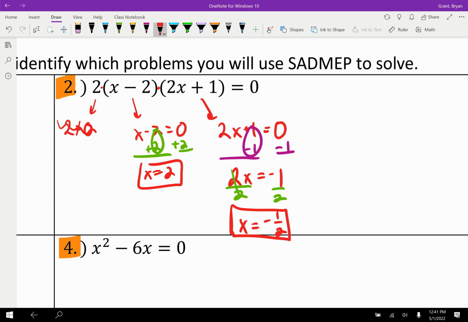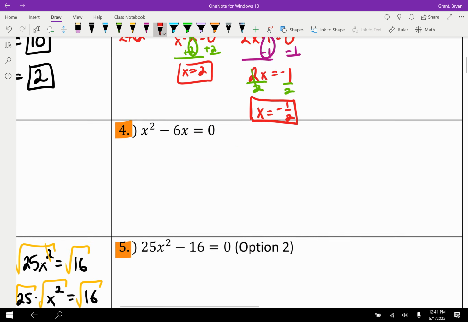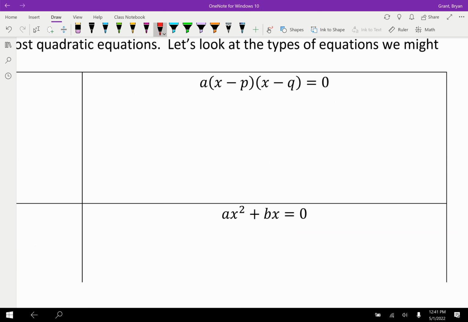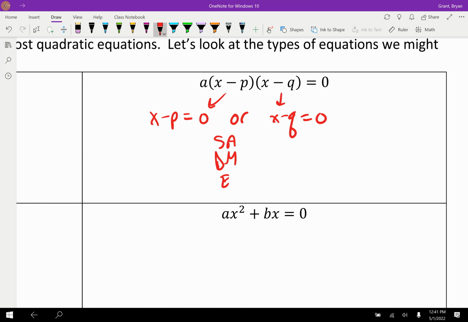Right, so we can't use SADMAP initially, so we break it into smaller equations that only have one x, and then use SADMAP. So just quickly summarizing what we did here, we took x minus p equals 0, x minus q equals 0, and then SADMAP. Easy peasy, right?